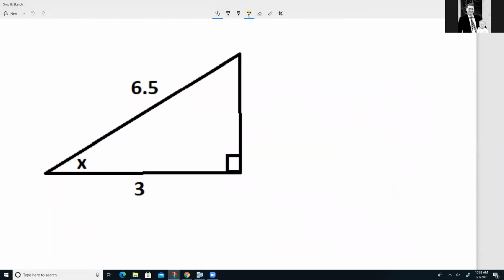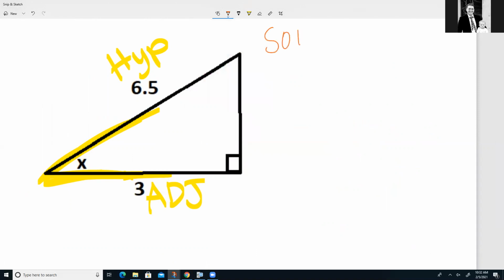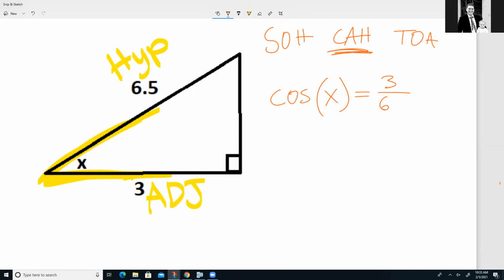Looking at this one, I see I still have the same idea. I've got a reference angle. I don't know what the reference angle is. In this case, I still have my hypotenuse. But now this 3 over here, this side is actually coming in contact with the angle. So I know that this is my adjacent side. So which trig function am I going to end up using? Let's see. So, CAH, I'm going to use cosine. So let's set up our ratio. Cosine of x is equal to adjacent over hypotenuse, which is 3 over 6.5.